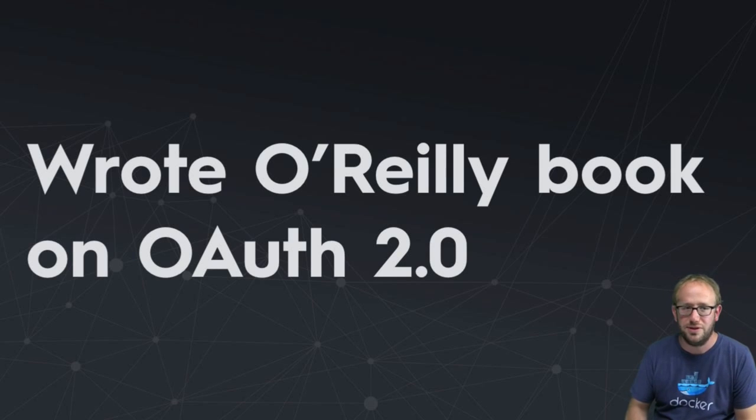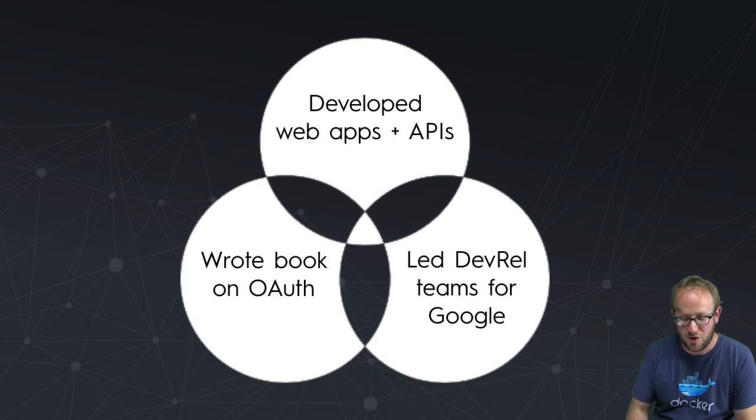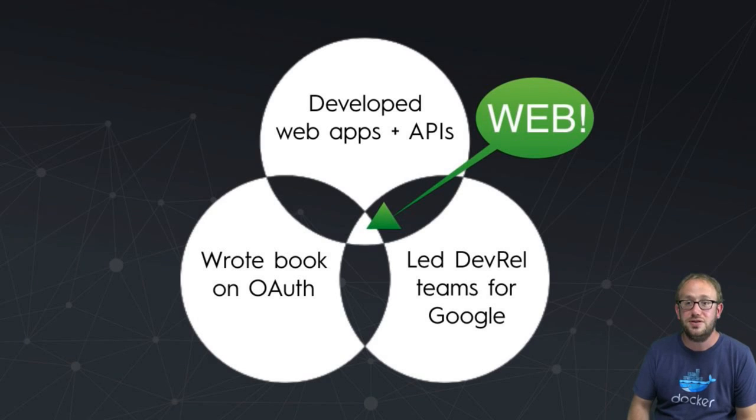And this isn't like my brag session. But what I wanted to get the point across is, what do these things have in common? These different things that I did, I wrote a book on OAuth, I worked at Google and I developed APIs and web apps. Well, here's the kind of overlap here. It's a Venn diagram. Everything in this world is a graph, and everything in this world is also a Venn diagram. The Venn diagram may not be overlapping, I guess, in some cases. But what these have in common is the web.